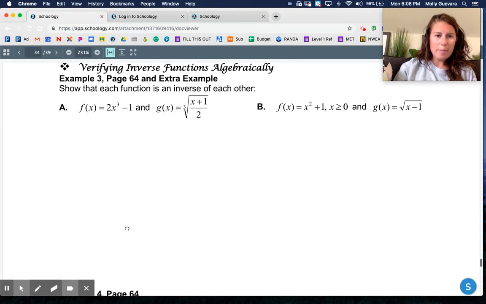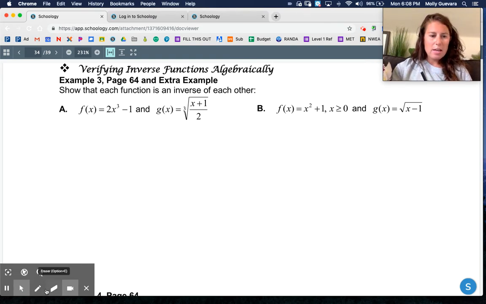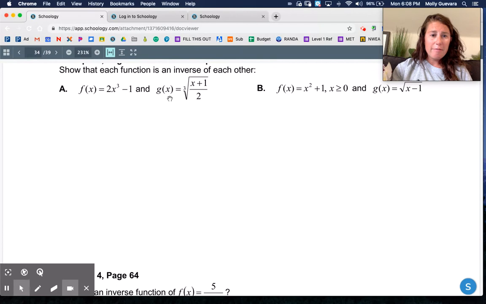So we'll do them all together. How's that? That'll be fine. So I want to verify that both of these are inverse functions of each other. So what that means is that I have to plug f into g and I have to plug g into f. Again, it doesn't matter the order that you do this.